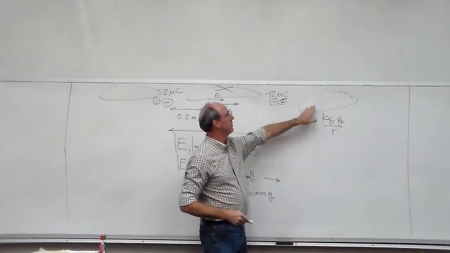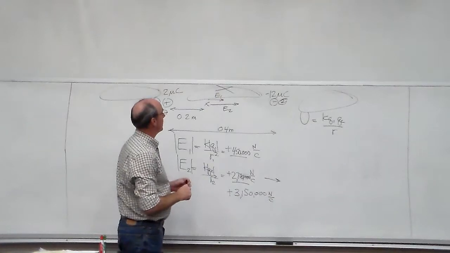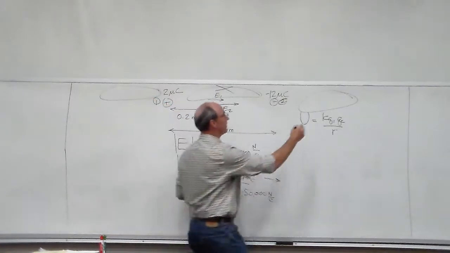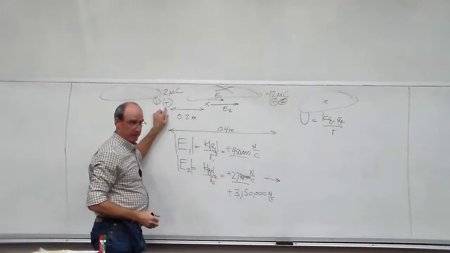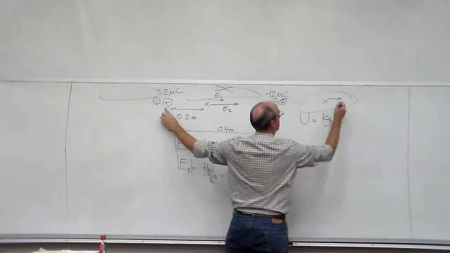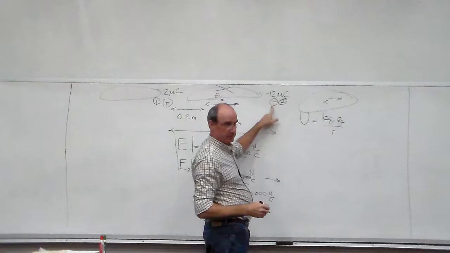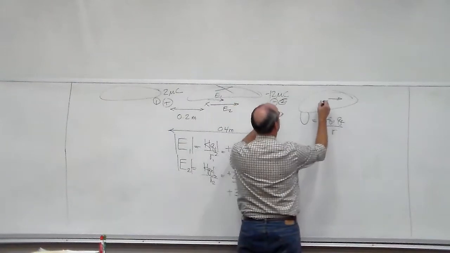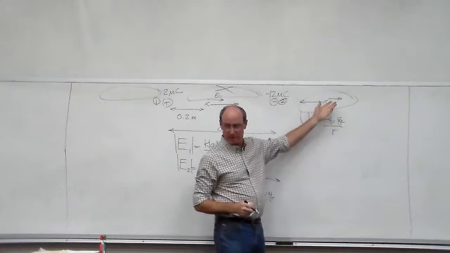Over here, you've got a situation where, if we're here, the electric field due to this charge points what way? Still to the right. And the electric field here points what way? To the left. Okay? So there's the potential to cancel.